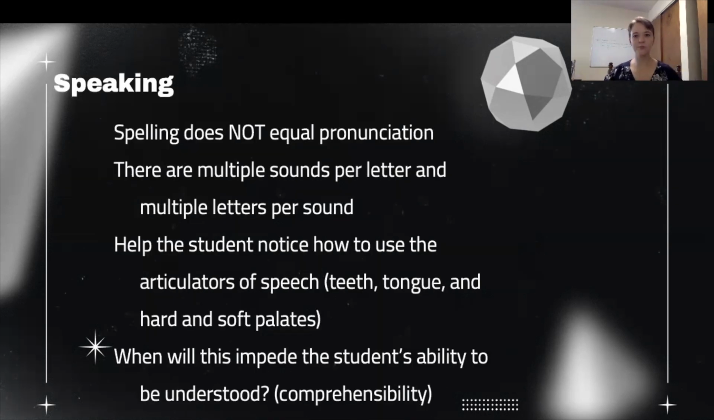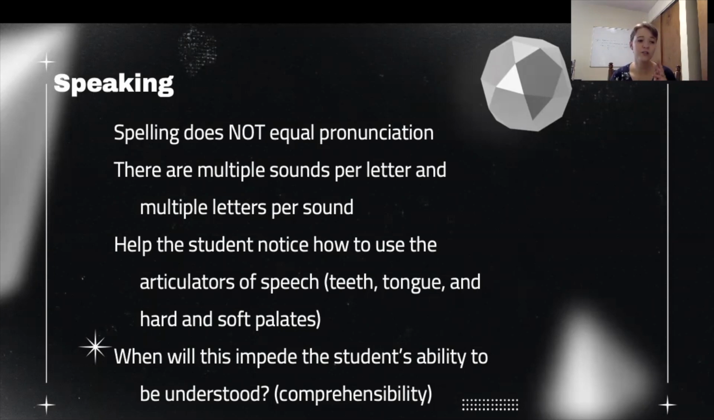So, general principles for speaking. Again, spelling does not always equal pronunciation. A lot of the times it does not. There are multiple sounds per letter and multiple letters per sound. You want to help the student notice how to use the articulators of speech, teeth, tongue, and hard and soft palates, to name some. And you want to focus on when this will impede the student's ability to be understood.